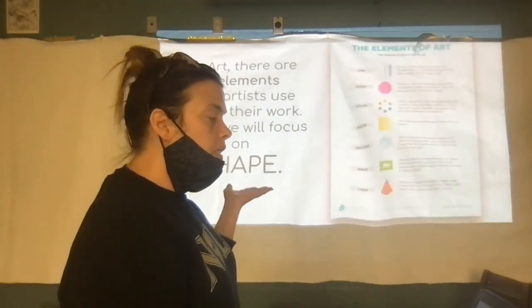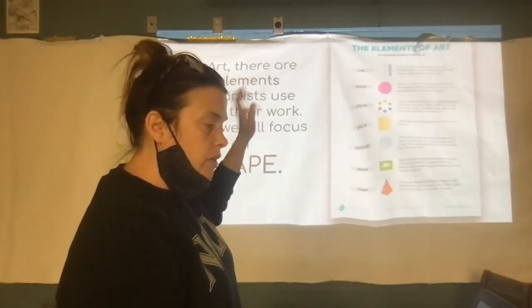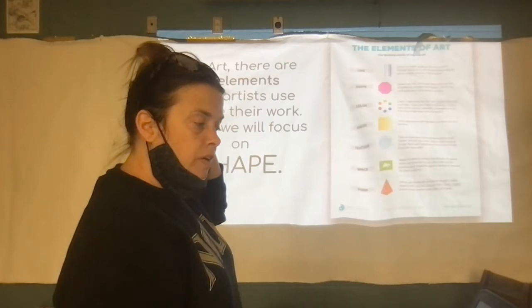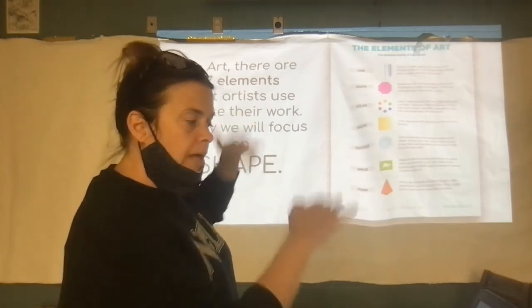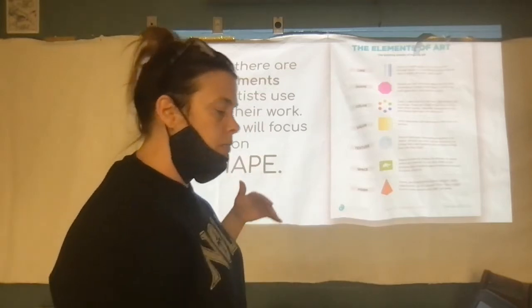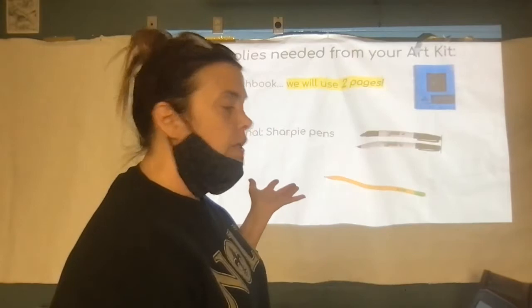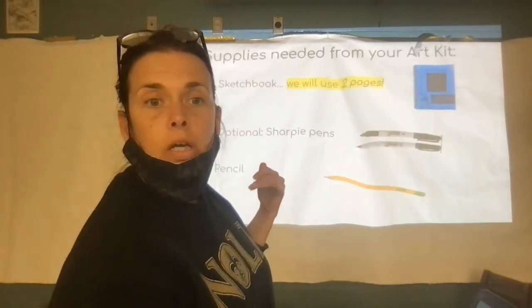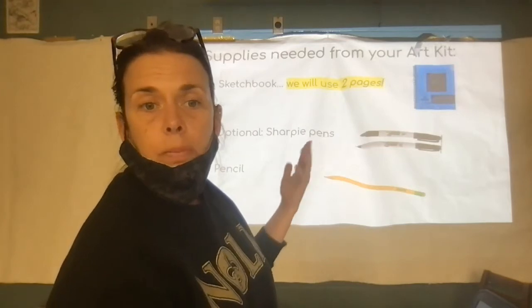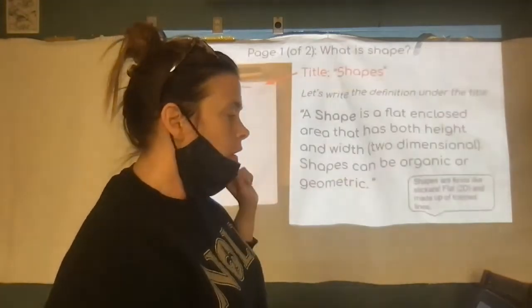So we've been studying the seven elements of art. Like I just said, we've done line, we've done value, we've done space, we've done a little form, but we like to kind of keep going through them. So we're going to move on to shape. Really all you need is your sketchbook, if you have one, and if you have a Sharpie or a pen of some sort at home, that would be great, and a pencil.